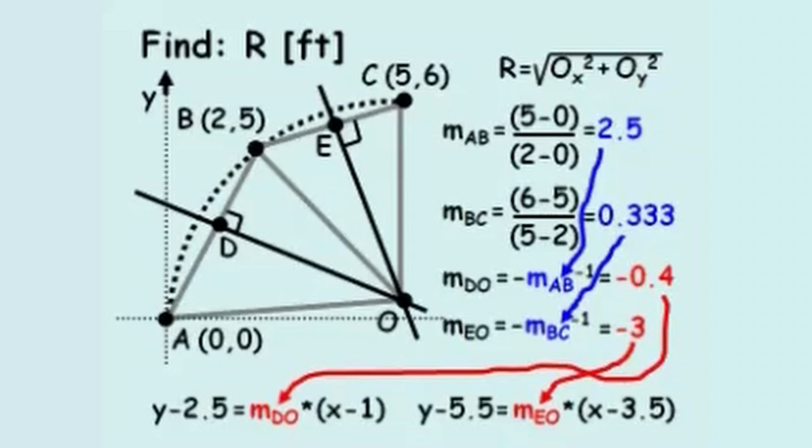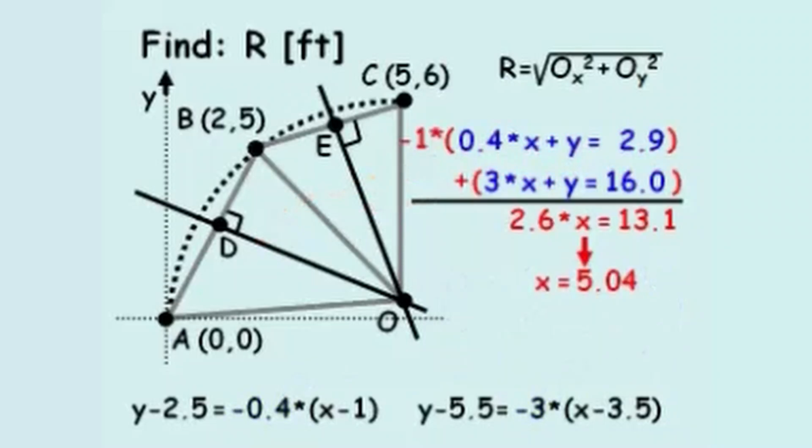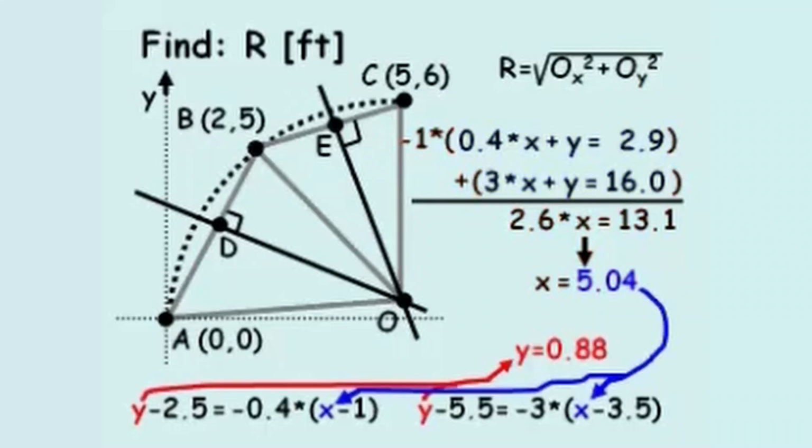Now we have the equations for lines DO and EO, which simplify to 0.4 times x plus y equals 2.9 and 3 times x plus y equals 16. Subtracting the first equation from the second, we find x equals 5.04. Substituting 5.04 in for x, we can solve for y, which equals 0.88. 5.04 and 0.88 correspond to the x and y coordinates of point O, the center of the curve.